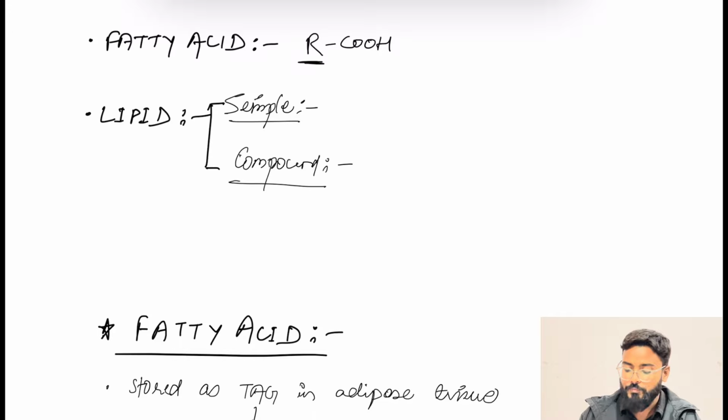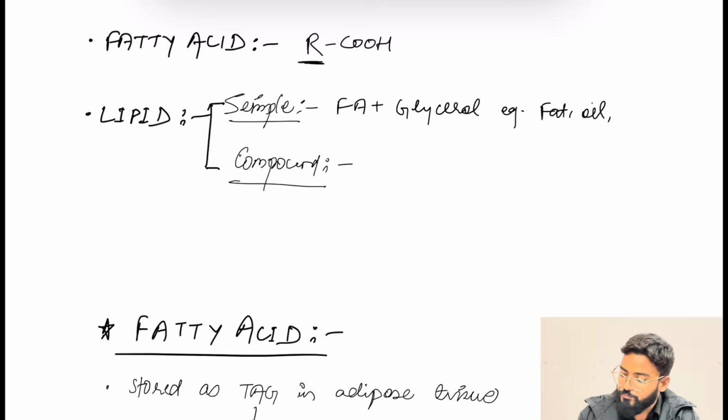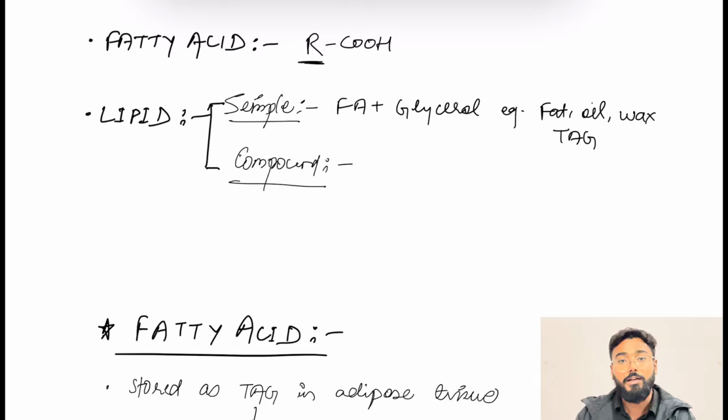And what is a lipid? Lipids can be categorized into two types, simple and compound. The constituents of a simple lipid are fatty acid plus glycerol. It is made up of two subunits, one is your fatty acid and another one is your glycerol. Examples of a simple lipid are fat, oil, waxes, and triacylglycerol, also known as triglycerides. So triacylglycerol is also a simple lipid.